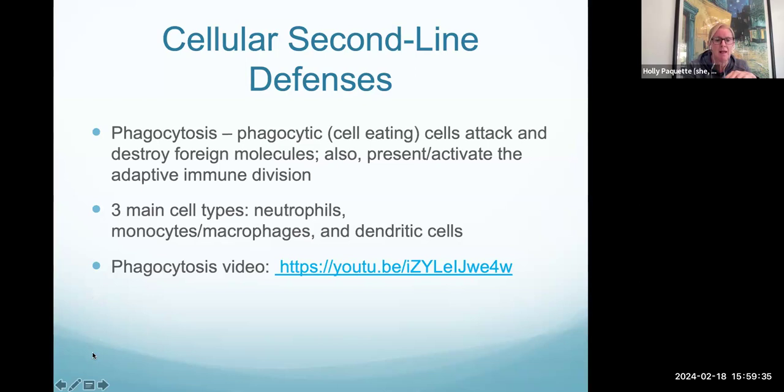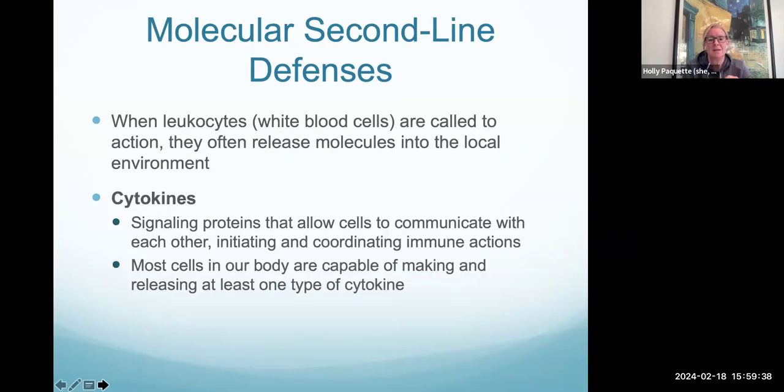which is going to be our molecular portion of this. And so we're going to talk about both cytokines, and then we're going to talk about inflammation and fever. So in the molecular second line of defenses, what you want to think about is those leukocytes or white blood cells. When they are called into action, for example, to do phagocytosis, they can often release molecules into the local environment. And they release what are called cytokines, which are chemicals that allow immune cells to communicate with each other. And basically what this does is it allows the immune system to get other cells involved and to coordinate that action in getting rid of this foreign invader.